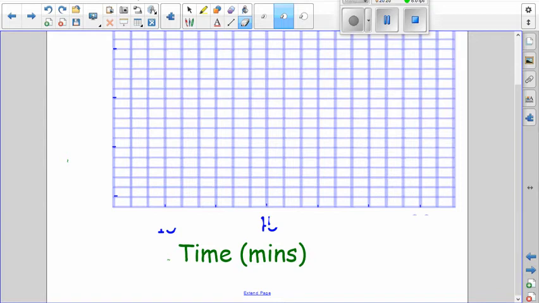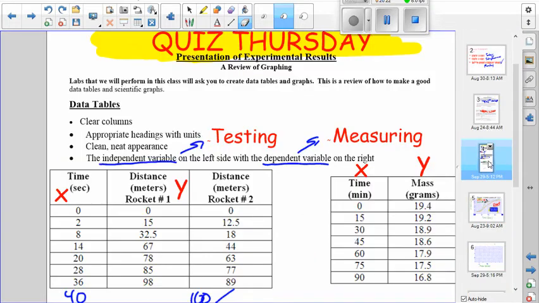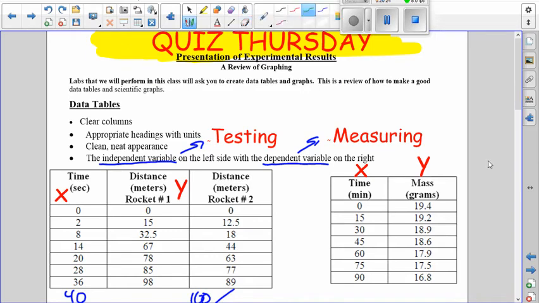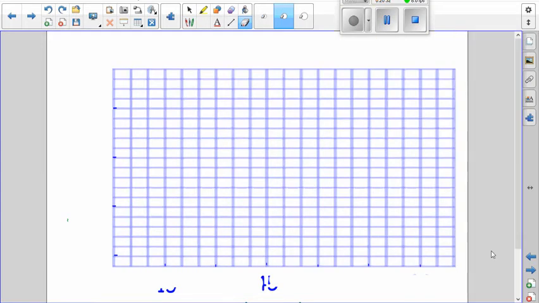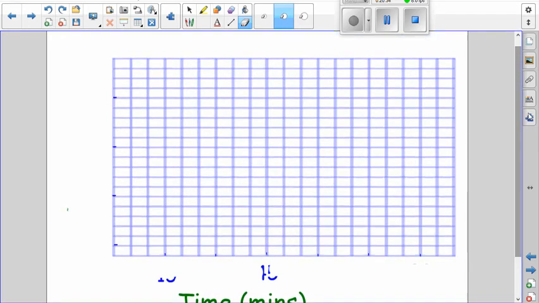How do you know it's minutes now, not seconds? I'm graphing this guy right here, and this data table tells me minutes. Before it did say seconds, but now it's minutes. So anyways, it's in minutes. The other one now is in grams. It's mass in grams. So I'm slapping those labels on there.